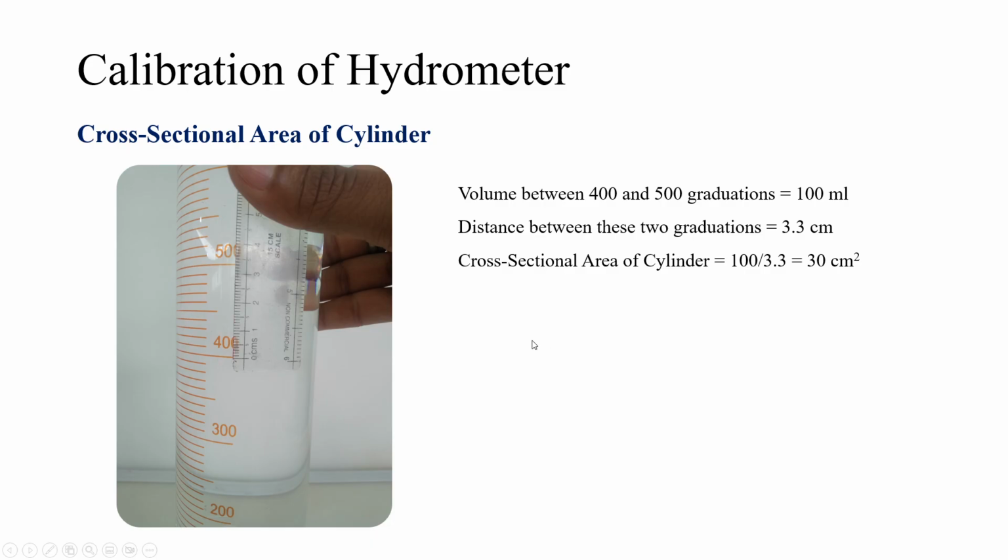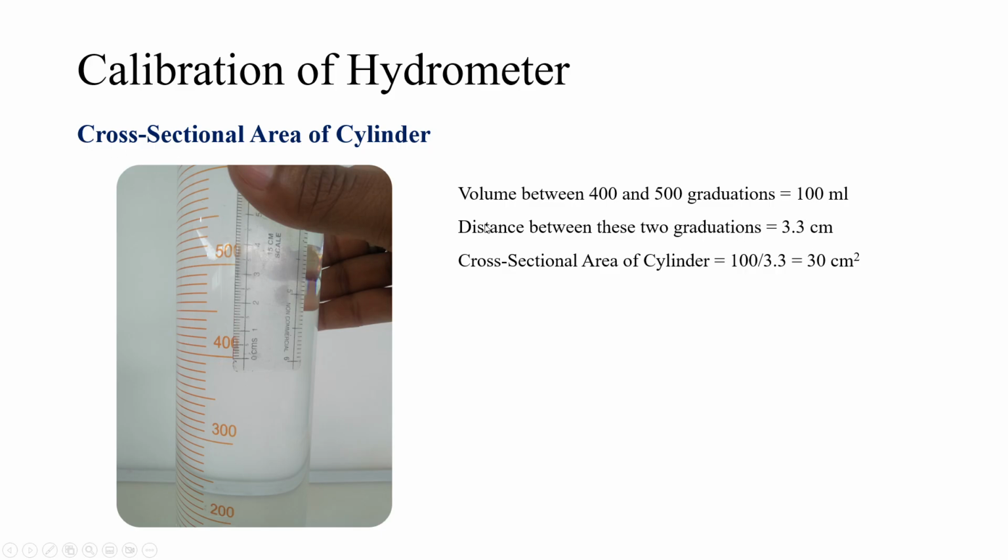Now we need to find the cross sectional area of the cylinder. For that, just take any two readings. Here we have taken 400 and 500, so the difference is 100 ml. Now measure the distance between them in centimeters. The distance between them is 3.3 centimeter.